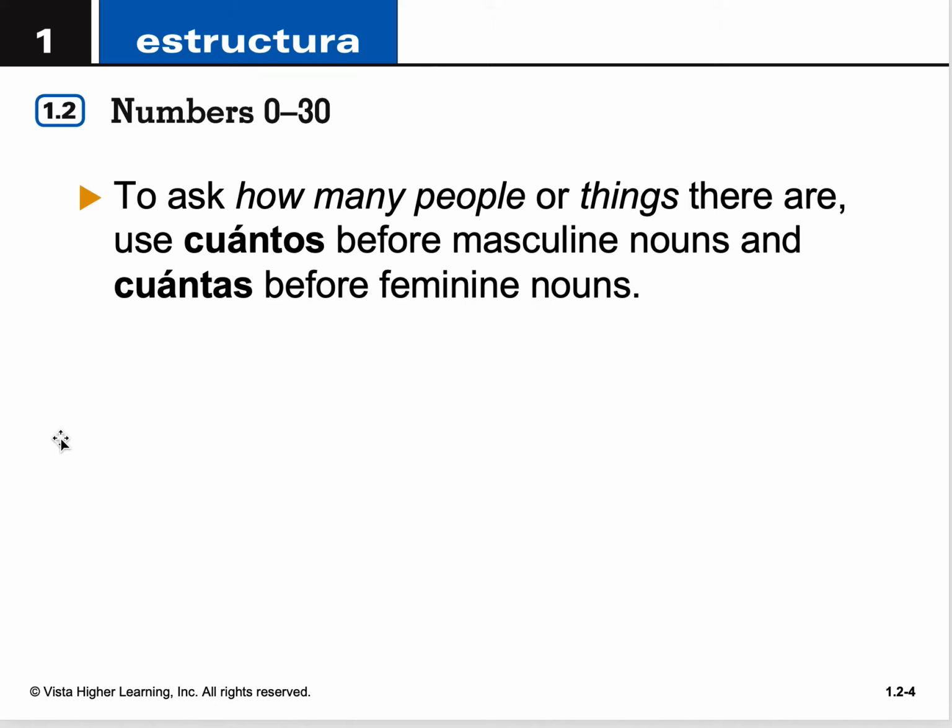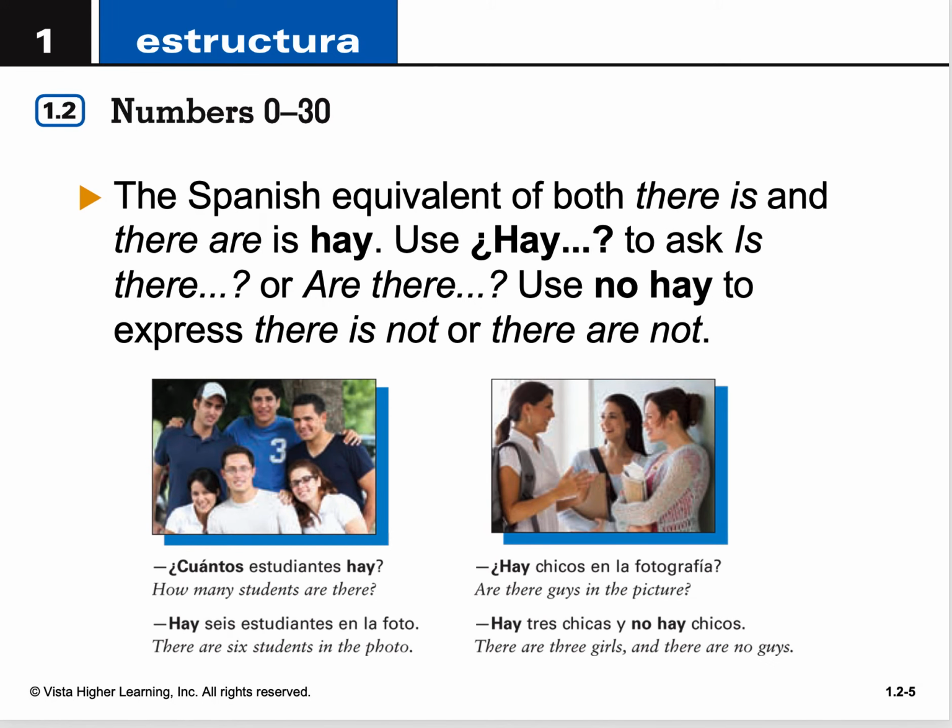Even though Juan's a male, I'm asking how many notebooks, and notebooks is feminine, la cuaderna. So I would say ¿Cuántas cuadernas tiene José? Or Jorge, or whatever the name needs to be there. So it's going to be based on the gender of what you're asking how many there are.